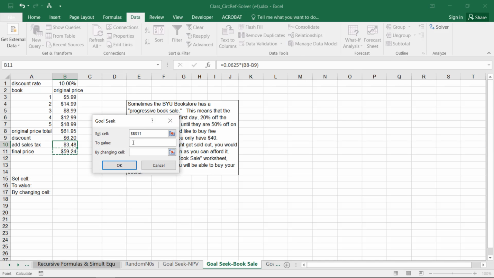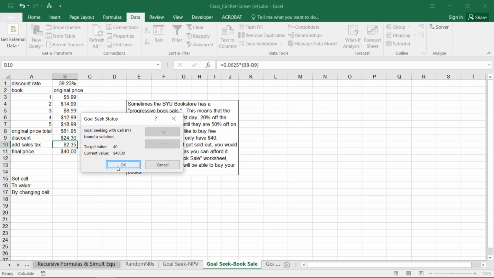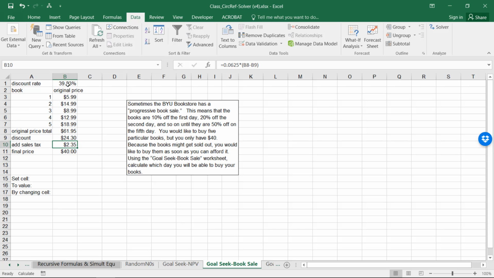Okay, the set is the final price. We want it to be $40 by changing the discount rate. And it looks like it would be 39.23, but because these are whole values, 10, 20, 30, 40, it would be 40, which is the 4th day.